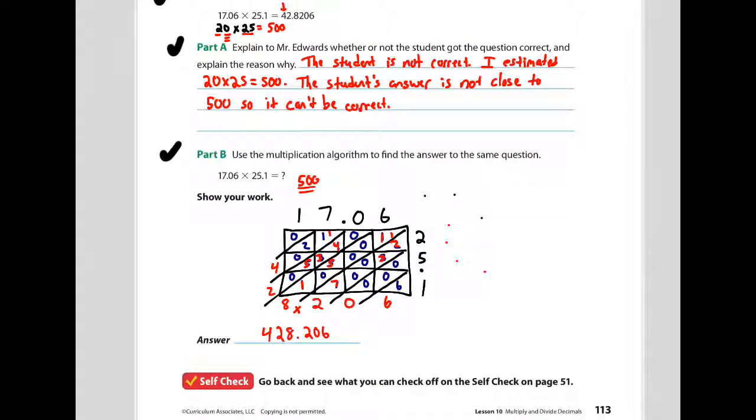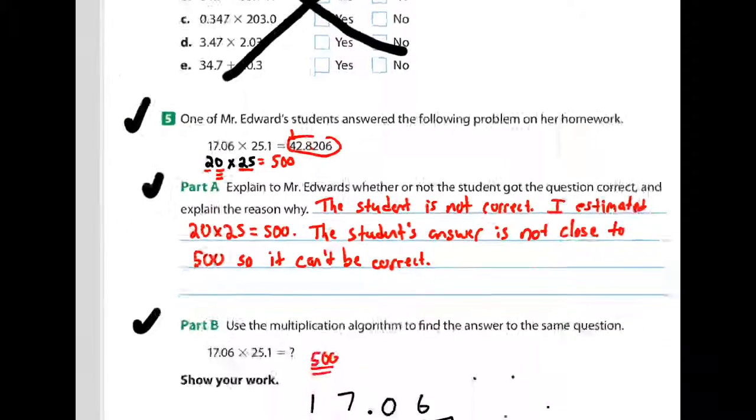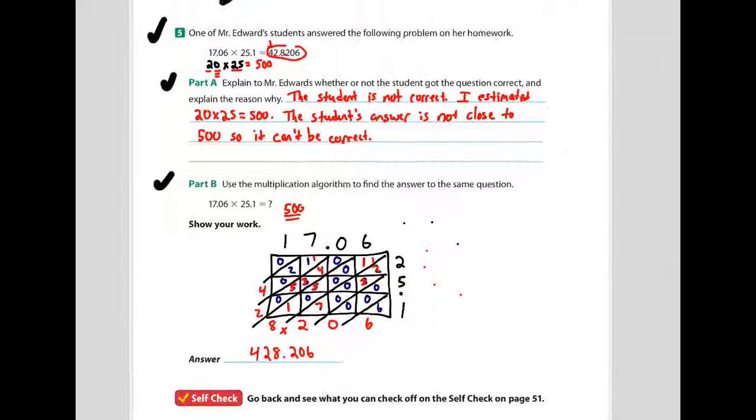Now, is that the problem I had at the top? Yes, it is. So now I could go up. Remember the original answer here? They just put the decimal in the wrong spot. It should be 428.206.